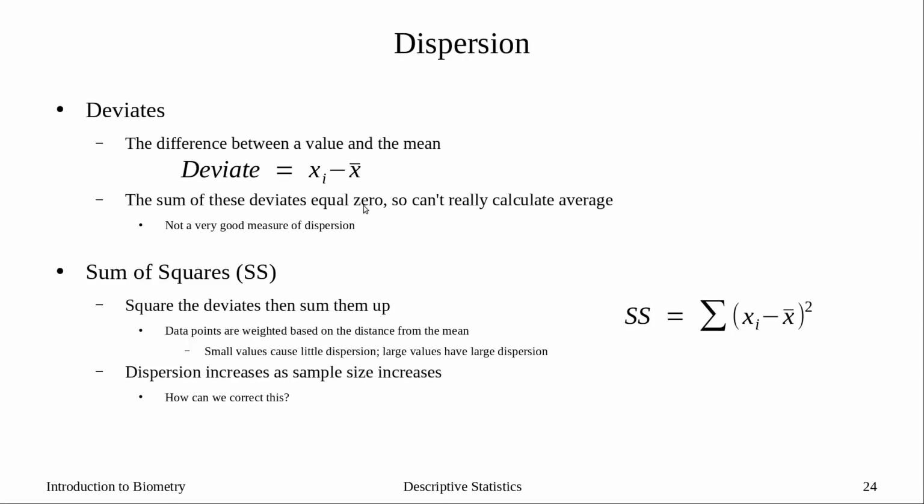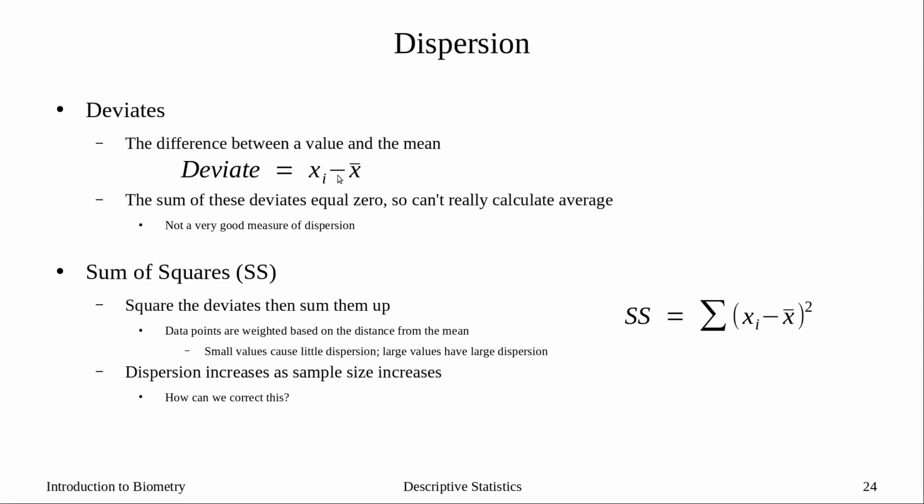But when we do that, this actually sums to 0, because when you look at the average, half of the points fall above it, half of the points fall below it. Not only that, but the distance of each point above the mean is going to equal the distance of our points below the mean. So our deviates always sum to 0, which means we can't really utilize them.